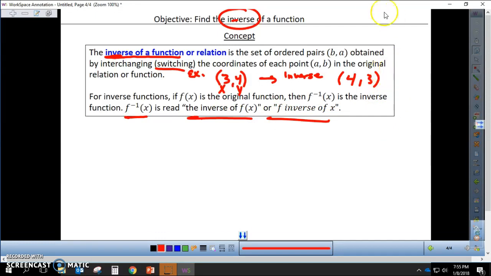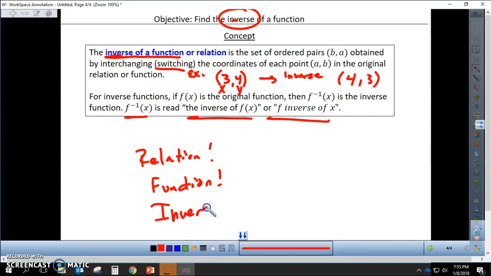And that is the concept for what we're talking about today. Here are the main ideas that we discussed: a relation, a function, and then last but not least, which is the main topic for the unit, the inverse of a function. That's what we'll be talking about, and that's the type of problems we'll be doing today.